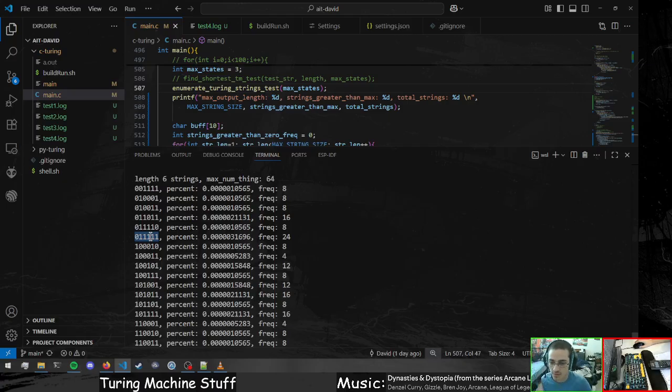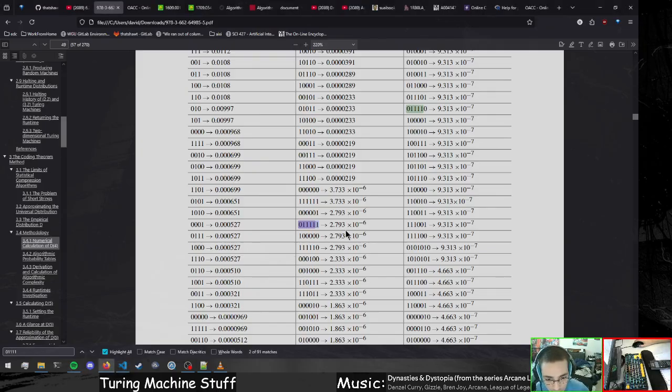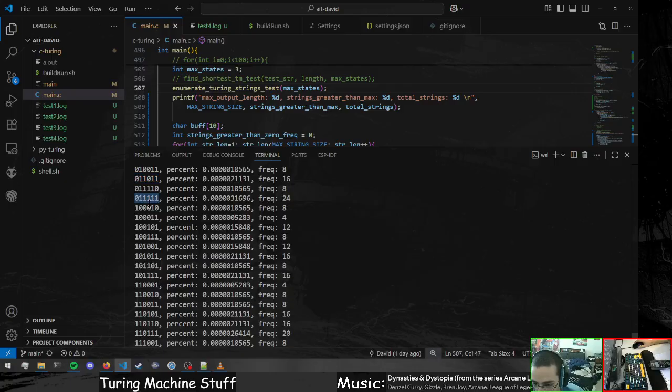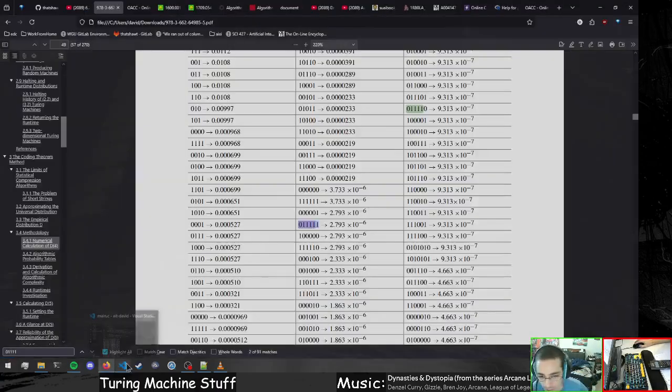What? Maybe, does it have the correct frequency, though? It's supposed to have the same frequency as 1, 0, 0, 0. 1 and many zeros, which does not appear. 1 and many zeros is one of the strings that does not appear. It should be right in between these two numbers, but it's not there. It's missing. Where has it gone?